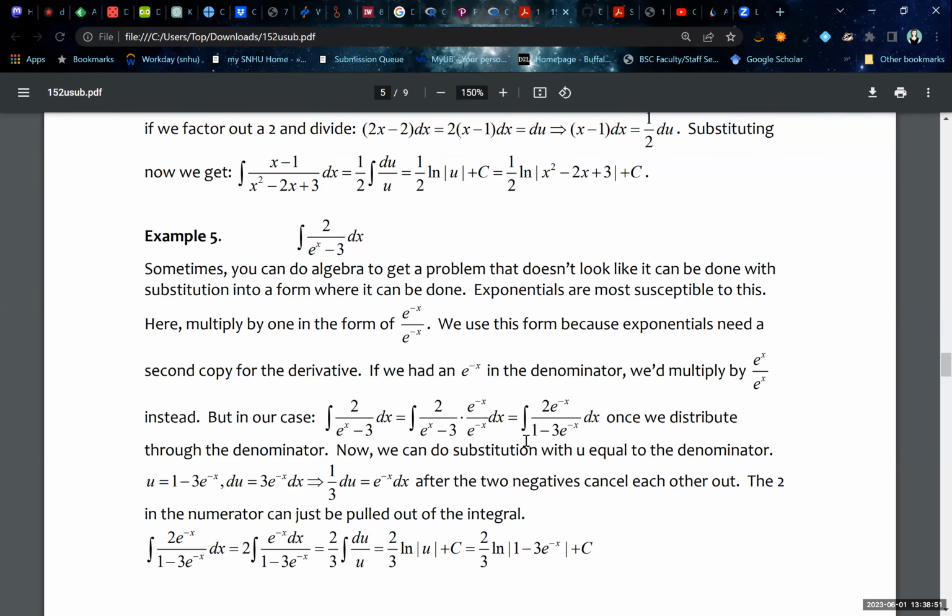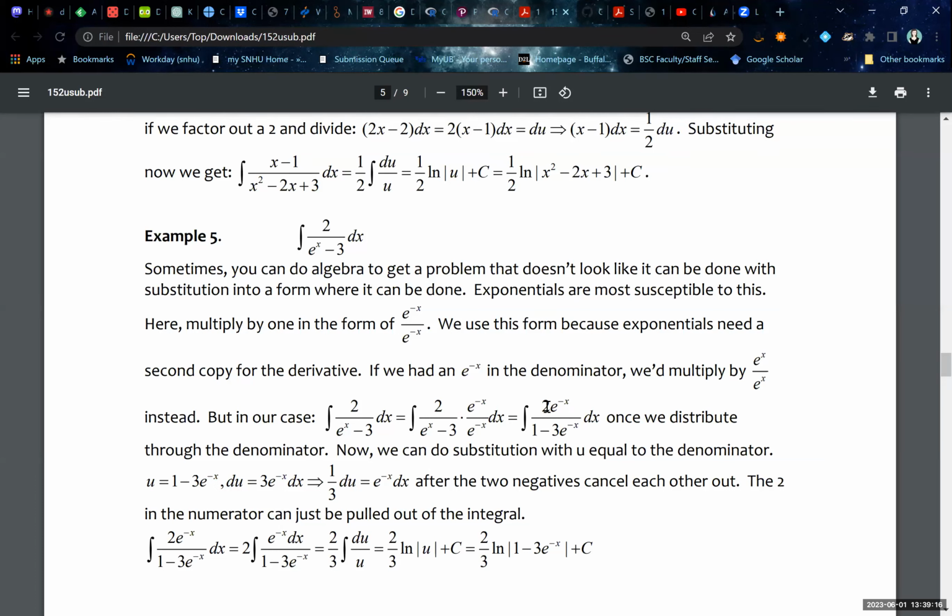Now, in this problem, we're going to multiply by e to the negative x over e to the negative x. And when we do that, e to the negative x is going to make this a 1. e to the x times e to the negative x cancels out. That's 1. And then I'm going to be left with 3e to the negative x. And now the derivative of this denominator is going to be some constant multiple of e to the negative x. And that's what I have in the numerator.